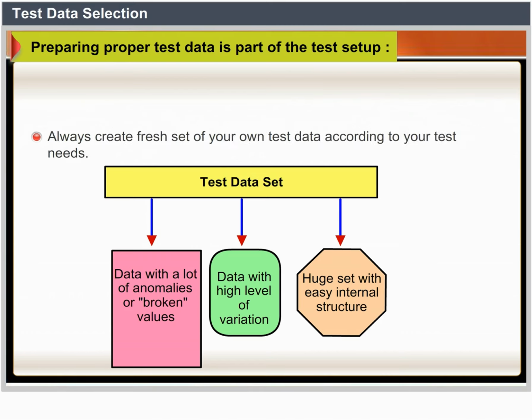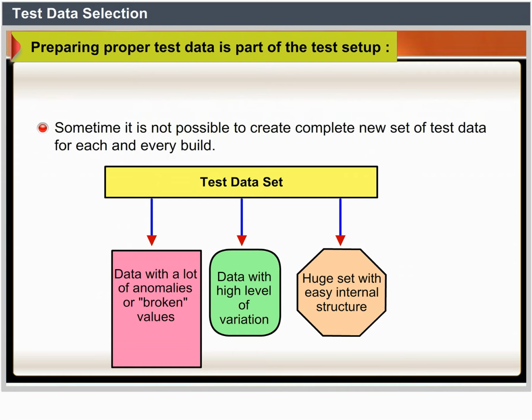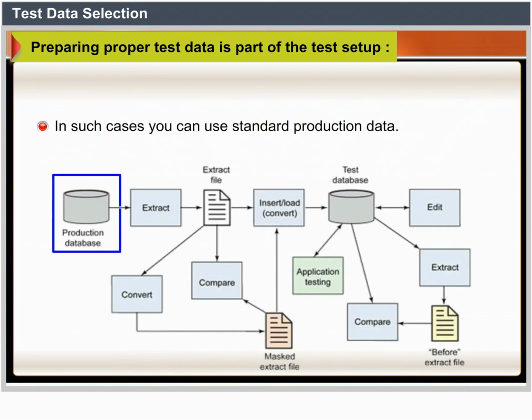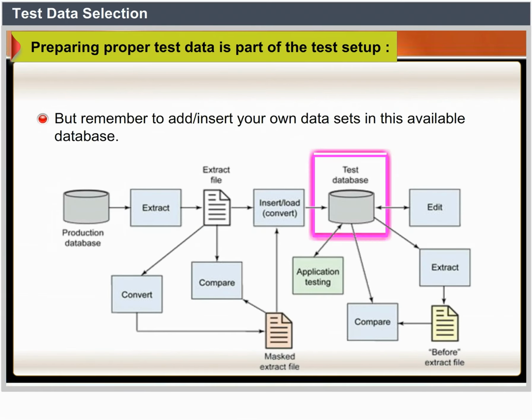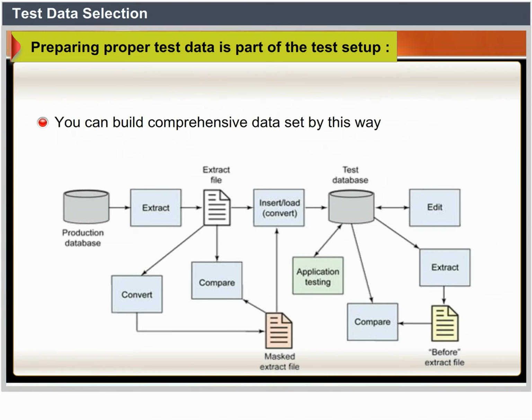Sometimes it is not possible to create a completely new set of test data for each and every build. In such cases, you can use standard production data. But remember to add or insert your own data sets in this available database. One good way to design test data is to use the existing sample test data or test bed and append your new test case data each time you get some module for testing. This way you can build a comprehensive data set.